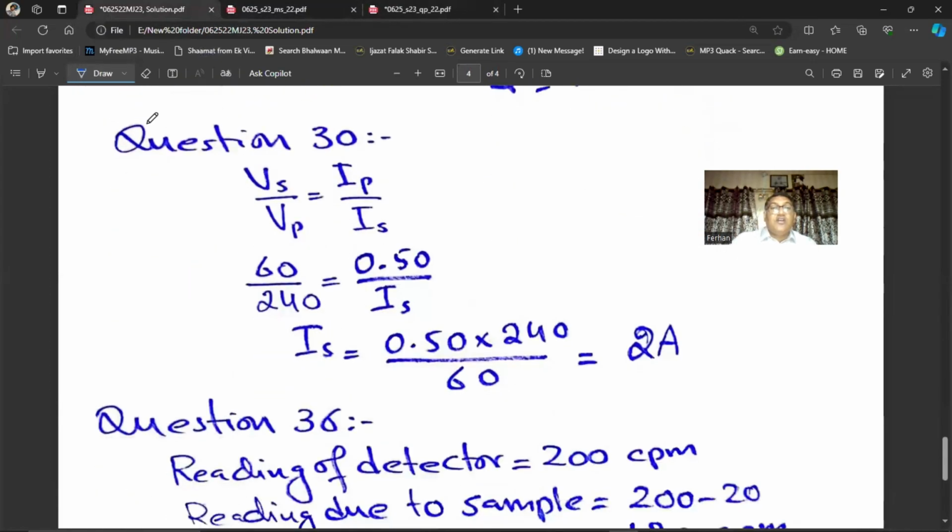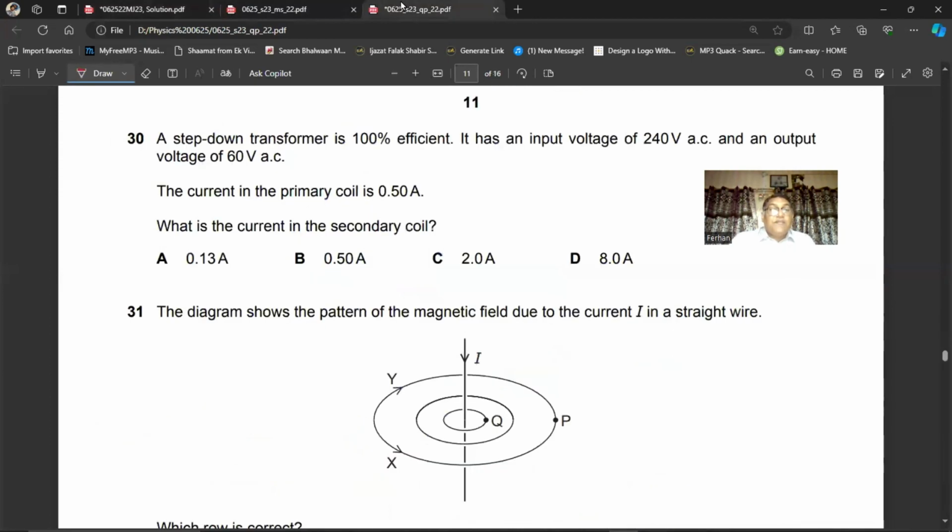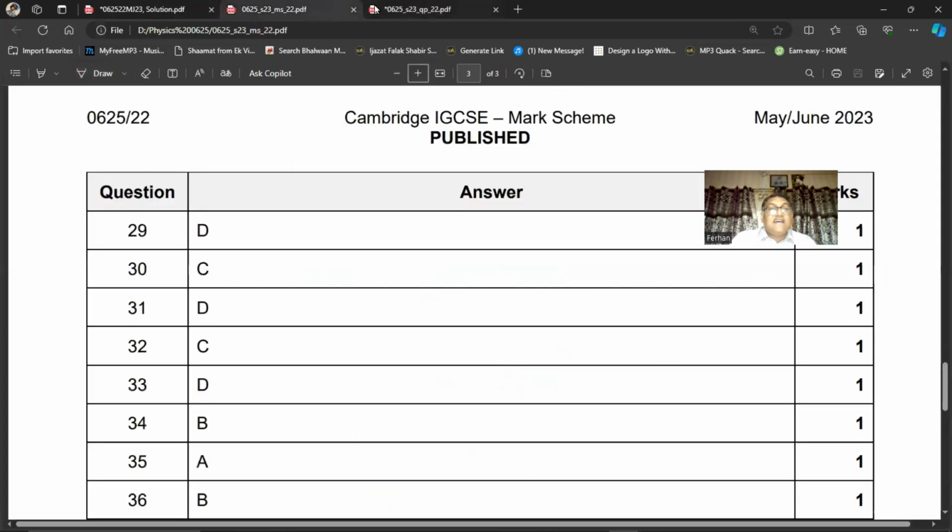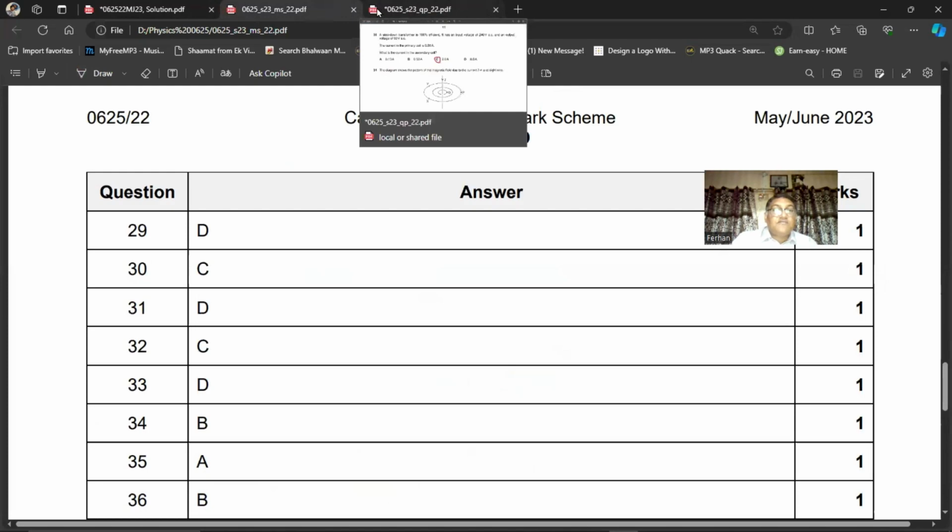Very easy peasy question. You see, Vs by Vp is equal to Ip by Is. The voltage in the secondary is 60 volt, voltage in the primary is 240, the current in the primary is 0.50 ampere, and the current in the secondary is the question. So the current in the secondary will be 0.5 multiplied by 240 divided by 60, and that will be 2 ampere. Do we have that answer here? Yes, sir. C is the answer. Question number 30, C is the right answer.